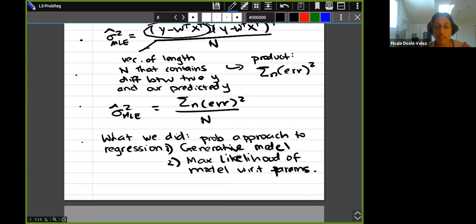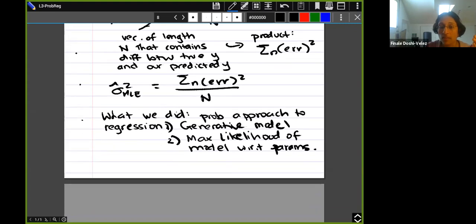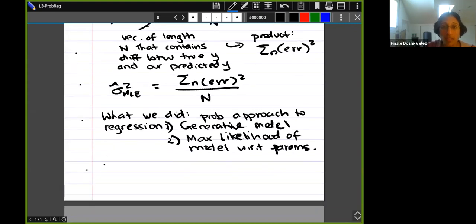So that's the potential power of using something like this: it allows you to specify what you think the story is for the data, and then there's just one crank to turn, which is figuring out how to fit the parameters of the model to maximize the likelihood of the model, or the probability of the data.